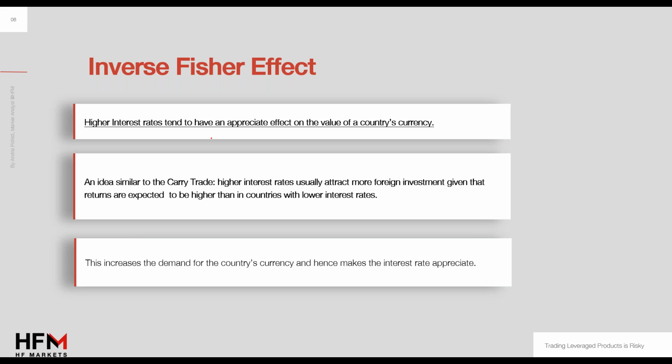But have in mind that the inverse Fisher effect is an idea similar, let's say, to carry trades. So having higher interest rates literally attracts investors, attracts traders, given that the returns are expected to be higher than in countries with lower interest rates. So that increases the demand for the country's currency and makes the currency appreciate.